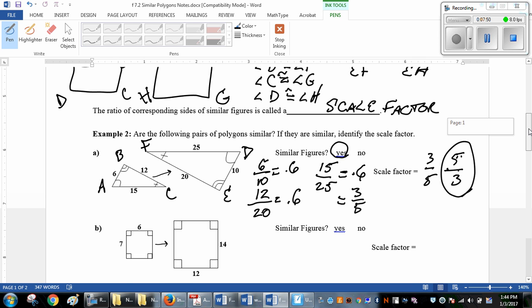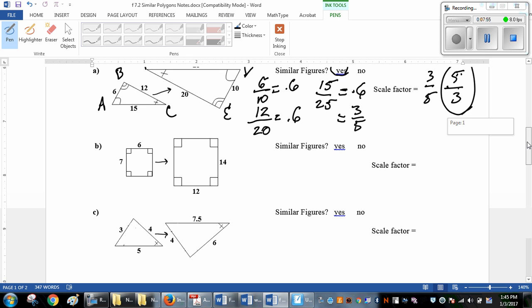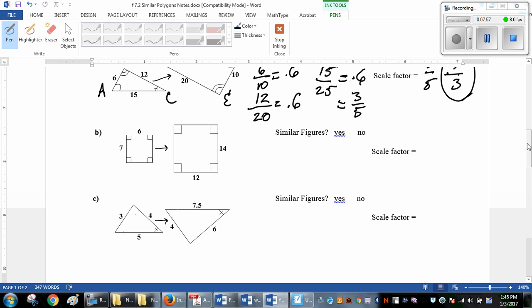All right, I'm going to let you guys go ahead and do B. This is the same exact idea. Now notice we only have 2 sides to check here because we know with quadrilaterals, with these right angles, that these are going to be rectangles. So we're just going to check those couple sides. Make sure you show your work. Go ahead and pause it here.